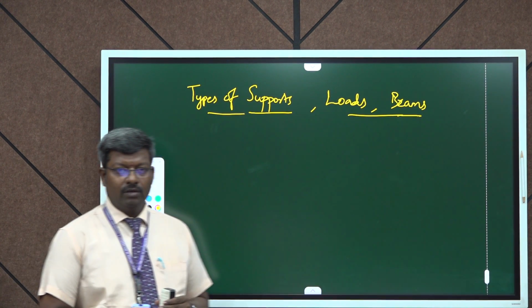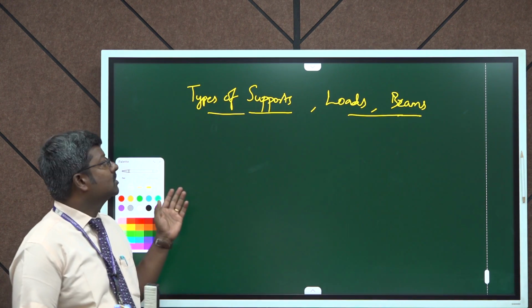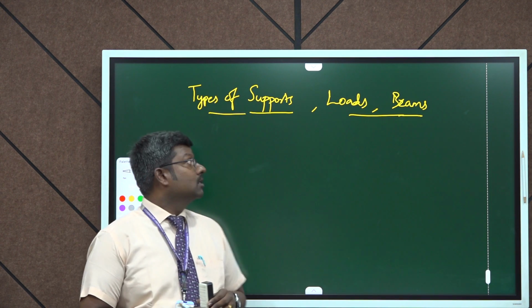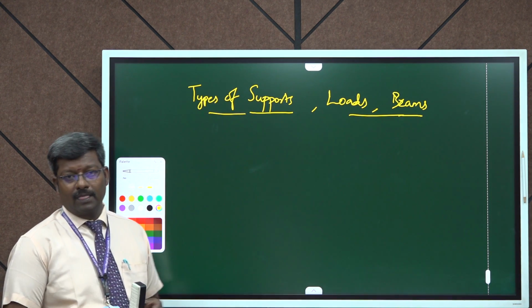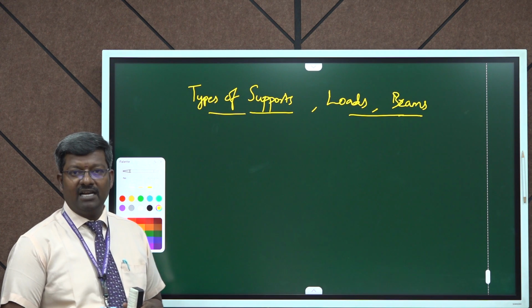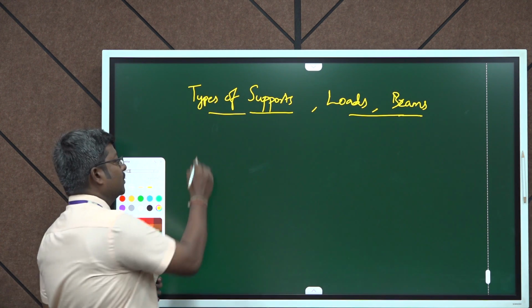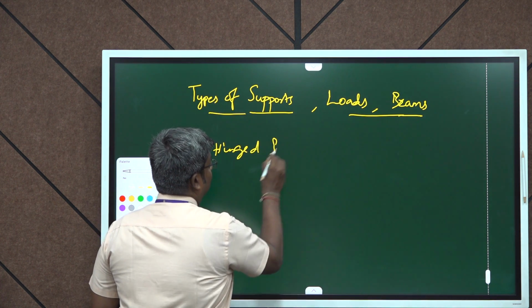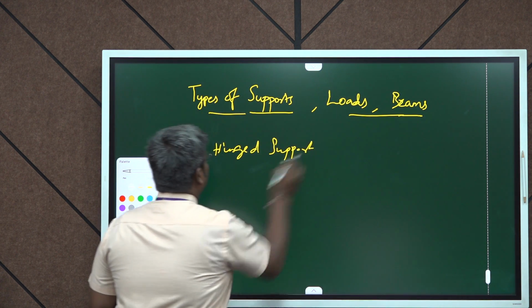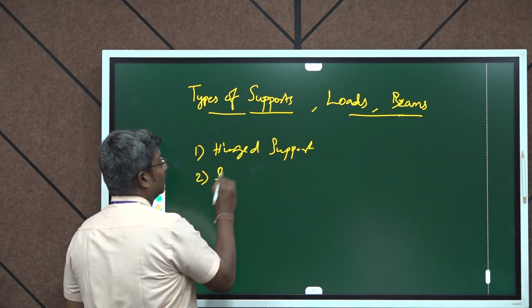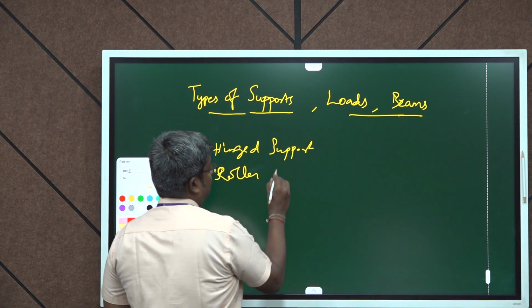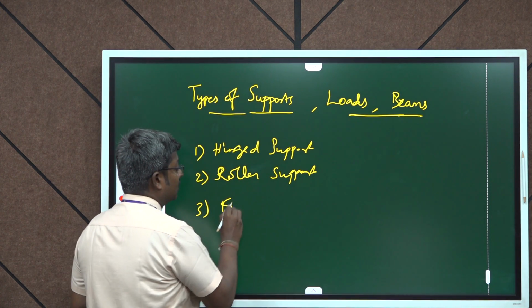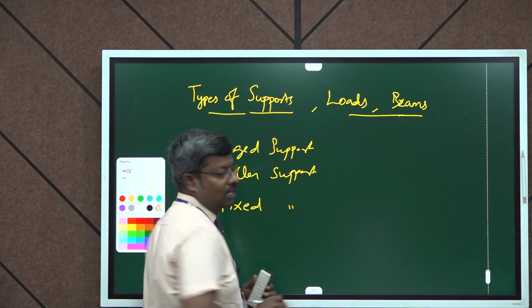In this lecture, we are going to see types of supports, loads and beams used in civil engineering concepts. So, first we are going to see types of supports. There are three different types of supports. The first one is hinged support, then roller support, and third one is fixed support. These are the three different types of supports.